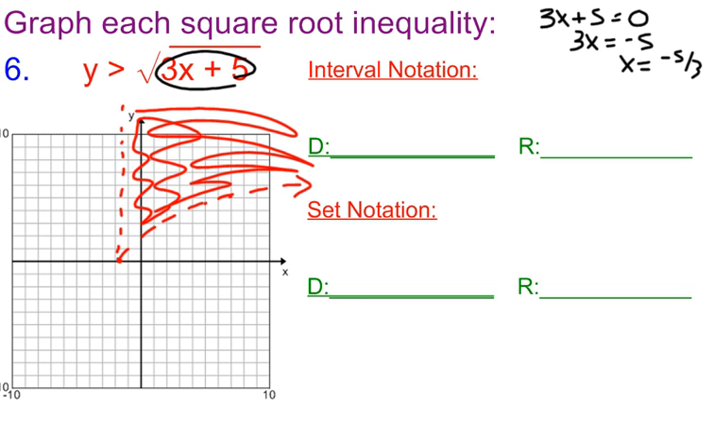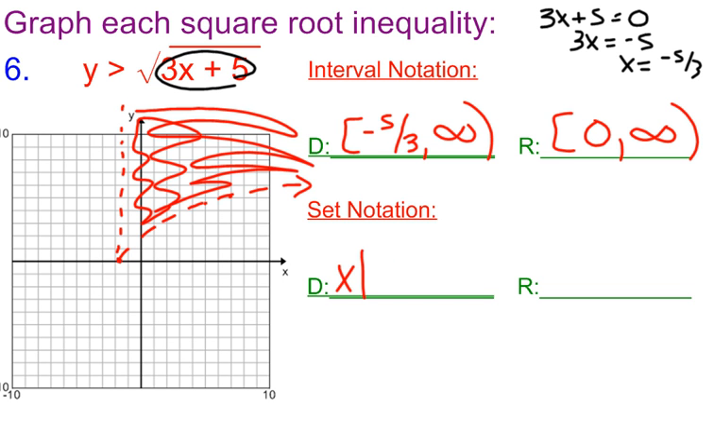From here then, when I list my domain and range, since my starting point was negative 5/3, that's where my domain starts. Negative 5/3, and it ends at 0. Oh, I'm sorry, ends at positive infinity. My range starts at 0. And now this time it's going up, so it goes to positive infinity. So for my set notation, I'd say values of x such that x is greater than or equal to negative 5/3. And my range would be values of y such that y is greater than or equal to 0.